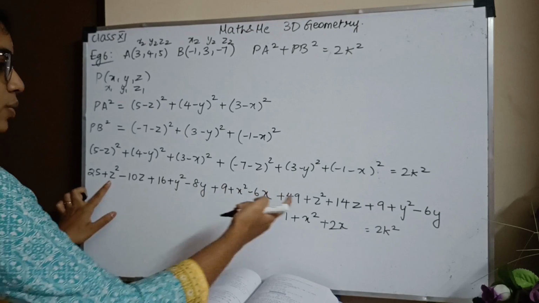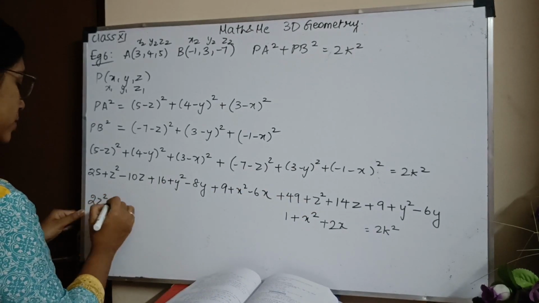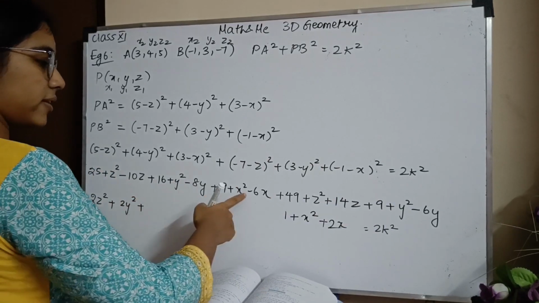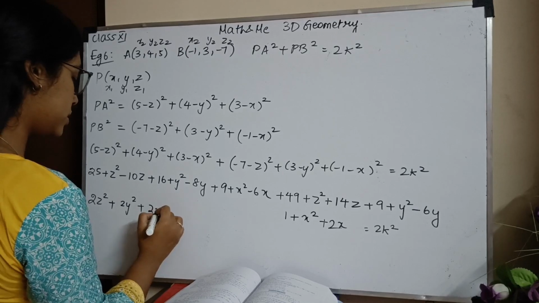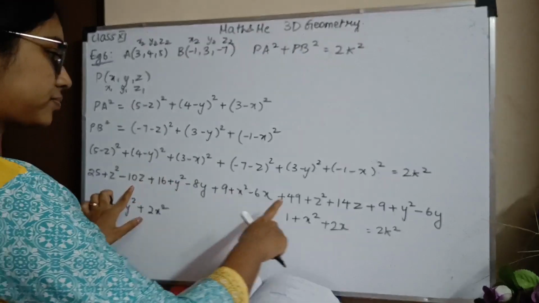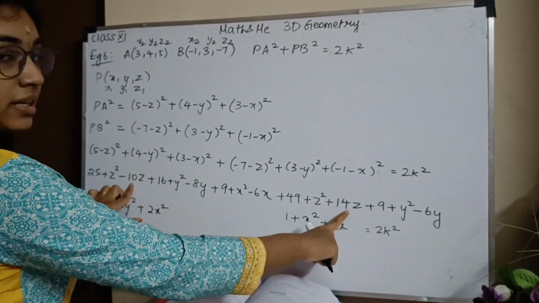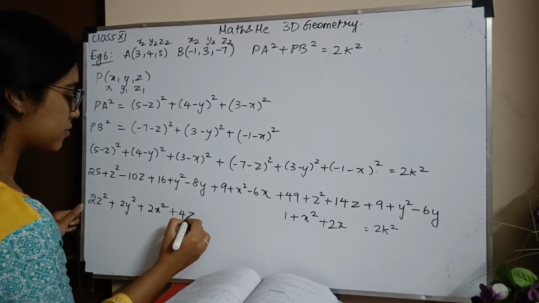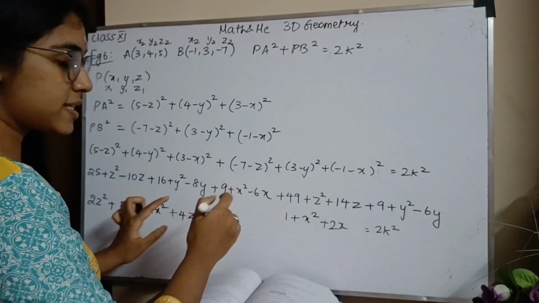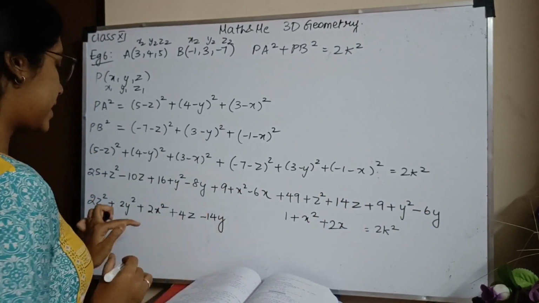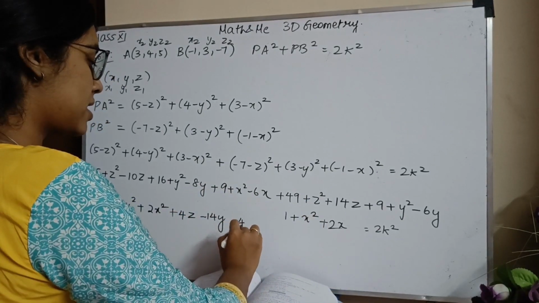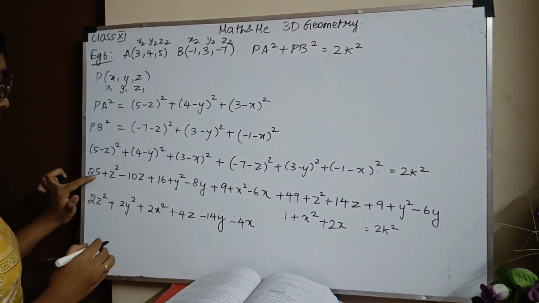So collecting terms: Z square twice, so 2Z square, Y square twice, so 2Y square, and 2X square. Then for the Z coefficients, I have minus 10Z and 14Z. Minus 10 plus 14 is 4, so plus 4Z. For Y, minus 8Y minus 6Y. Minus 8 minus 6 is minus 14, so minus 14Y. For X, minus 6 plus 2, which is minus 4, so minus 4X. Then what are all my constants?